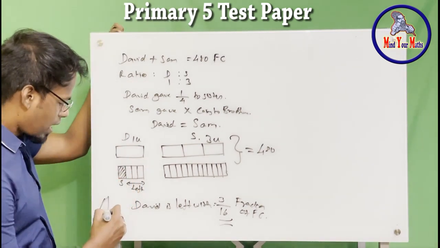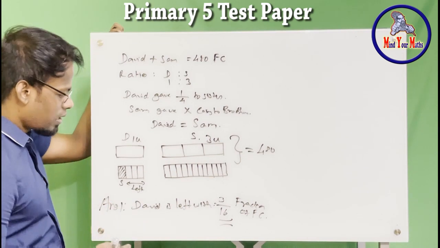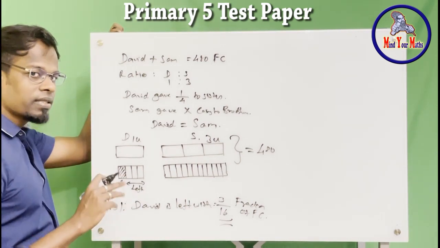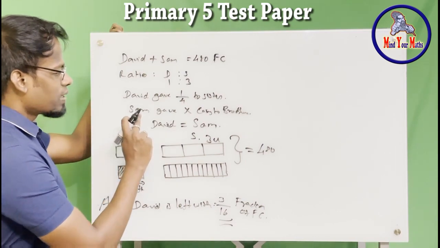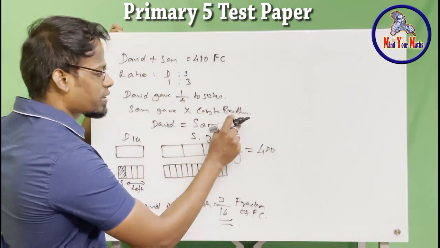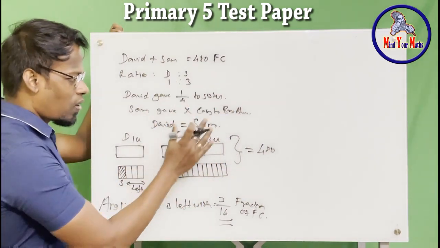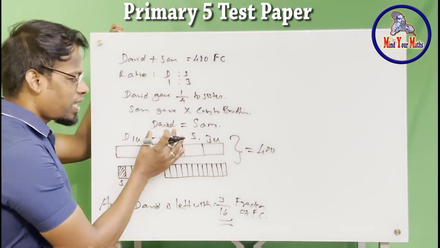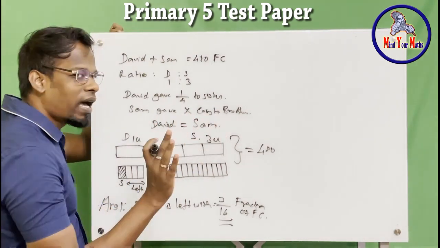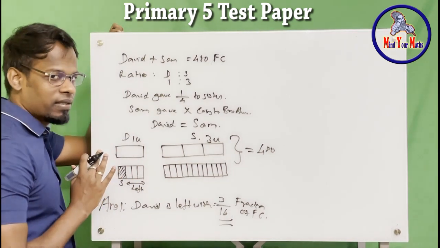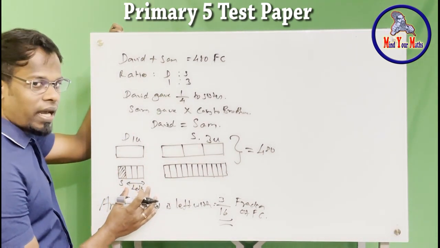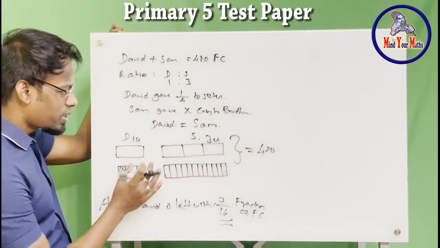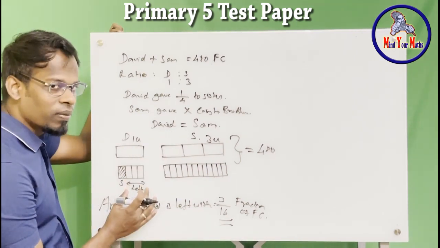So for this one it is answer 1. So question 2 is how much Sam gave to his brother. You see here, Sam gave X coins to his brother, but after all these changes happened, David and Sam both have an equal number of coins. What it means is Sam also is left with only 3 units, which is equal to David. That's what the problem says, right?